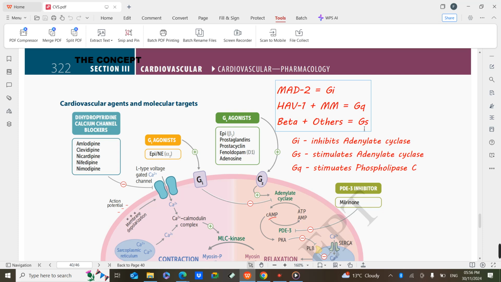So if it's stimulatory, what happens is that adenylate cyclase is going to be activated, and if it's activated, cyclic AMP is going to be formed. It's going to be produced. So that is beta receptor. Beta receptors act through this GS and some other receptor that I'm not going to be talking about now. So now imagine you give a patient beta blocker.